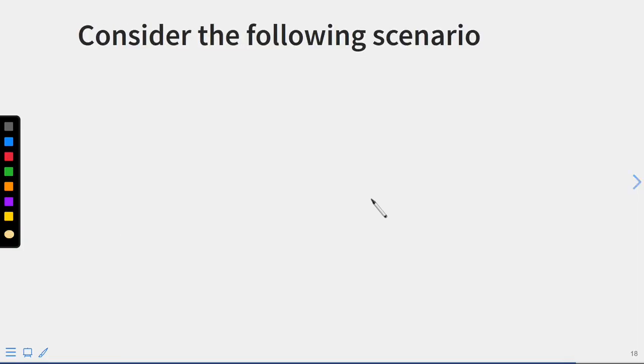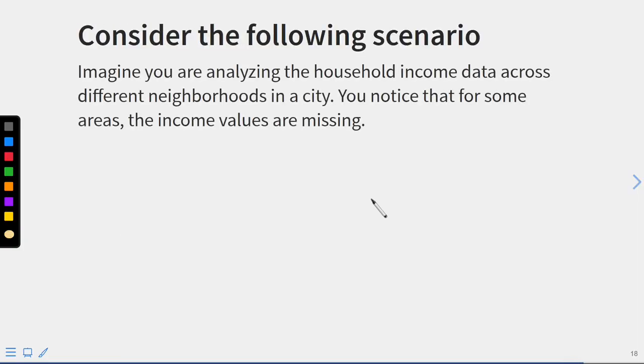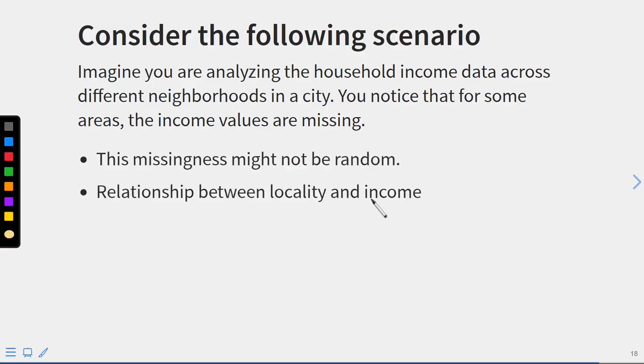So this is KNN imputer, and with this we have seen different values to fill in the missing data. However, there is an additional method that is offered by Scikit-learn, which is that of the missingness indicator. So consider this scenario wherein we are trying to analyze the household income data across different neighborhoods in a city. In some areas, the income values are missing. So here the key idea for us is that this missingness might not really be random, and there might be some relationship between locality and income.